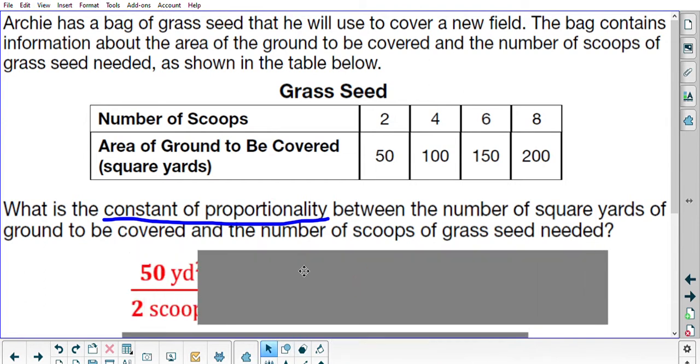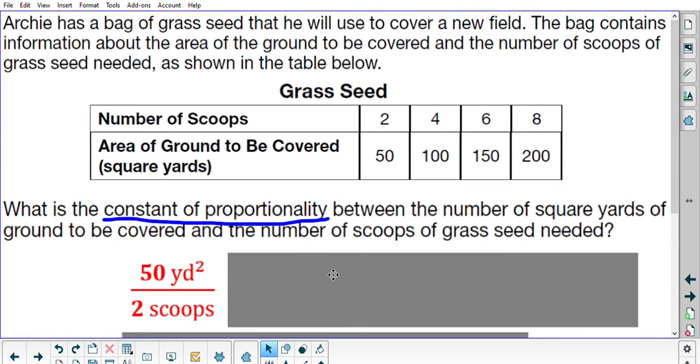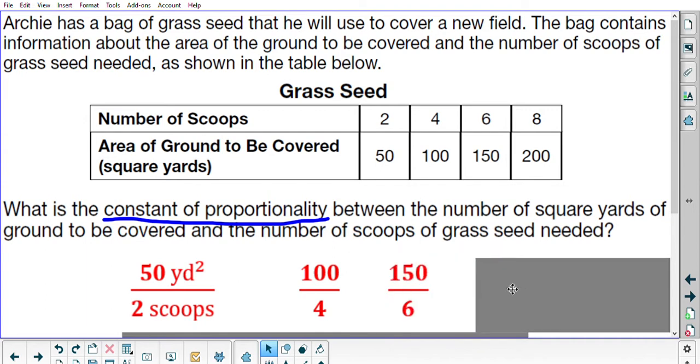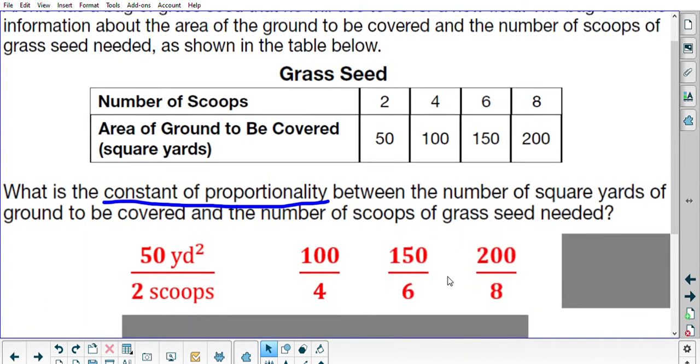So you're going to say 50 square yards over 2 scoops. You wouldn't do 2 scoops over 50 square yards because then that'd be scoops per square yard. It probably makes more sense to say the amount of square yards per scoop. That seems to make a lot more sense. And so we'll continue to do that. 100 over 4, 150 over 6, 200 over 8.